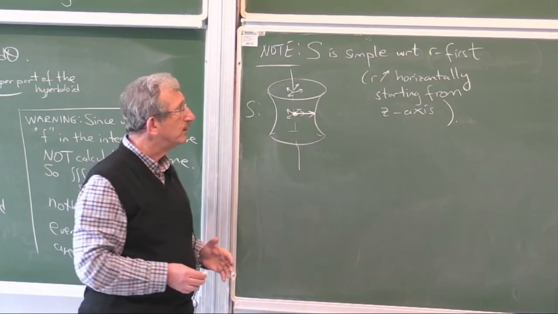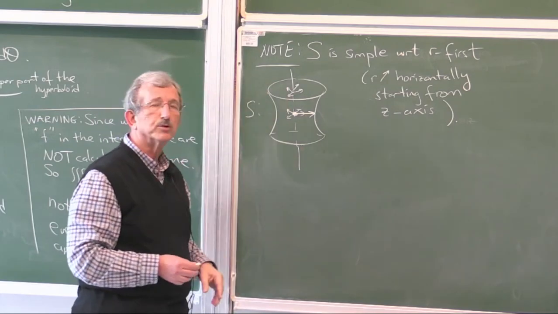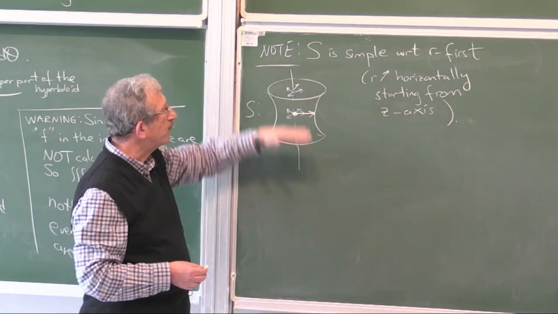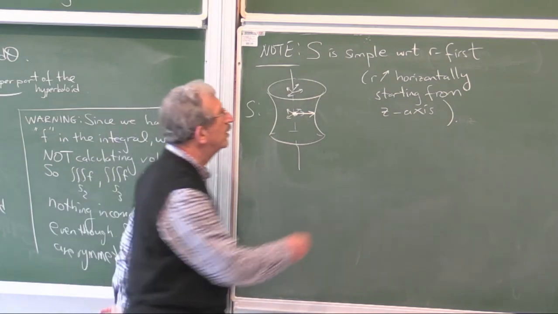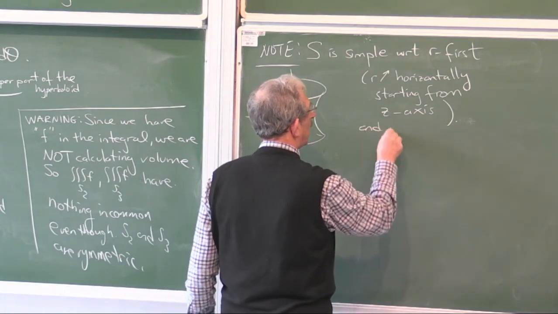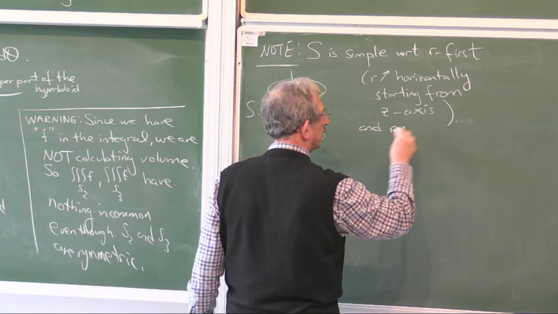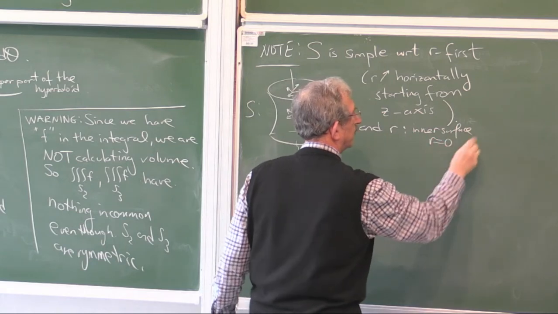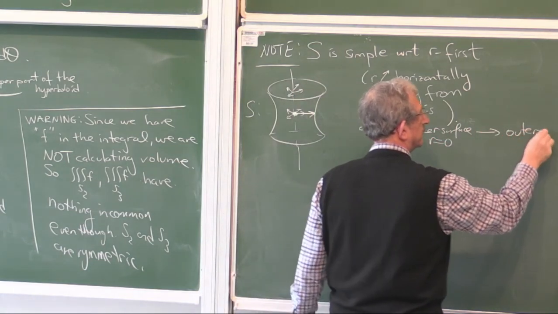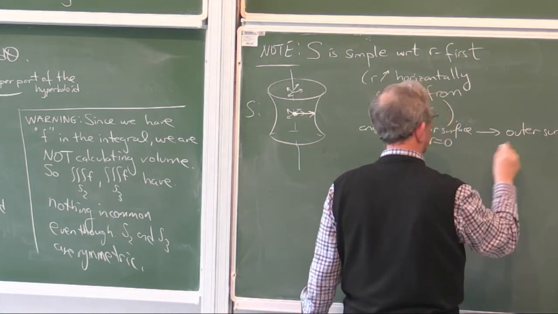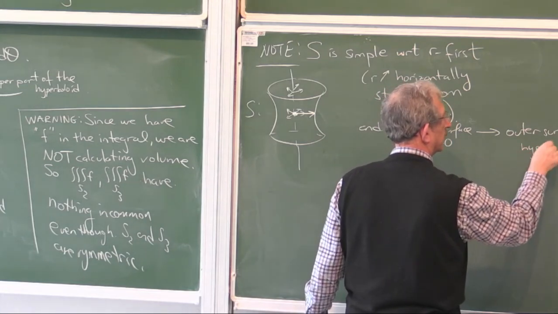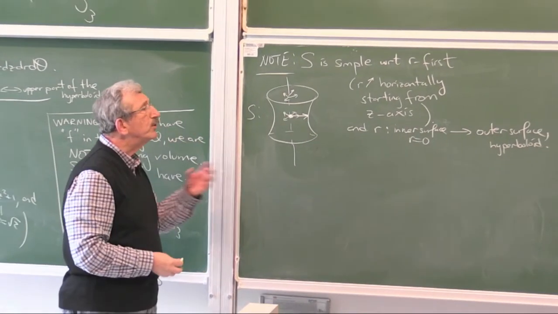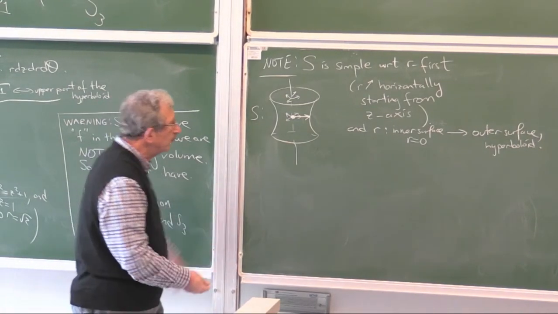Well, so much, so good. Theta, of course, makes a complete revolution, and Z changes between -1 and 1. There are no fluctuations at the top or at the bottom. They are constants. And R changes from the lower, the inner, let me say, surface, R equal to 0, to the outer surface, that is the hyperboloid. Okay, so this is simple with respect to R first. So let us do it.